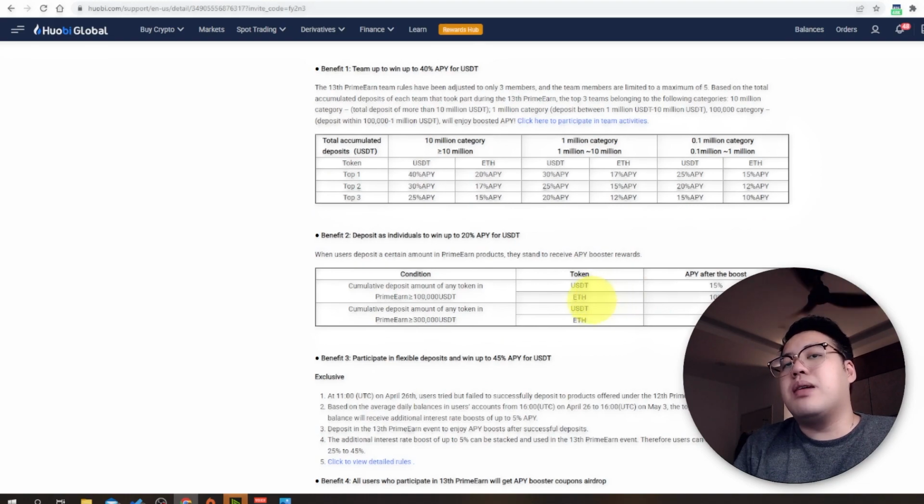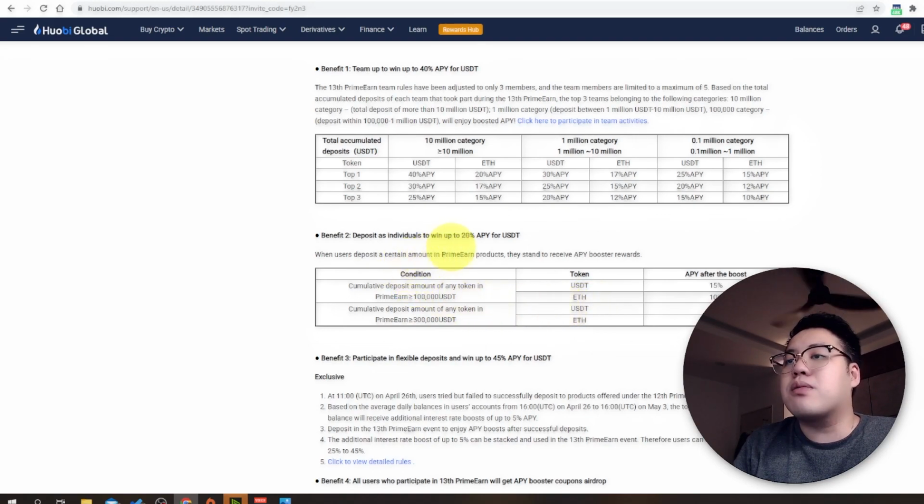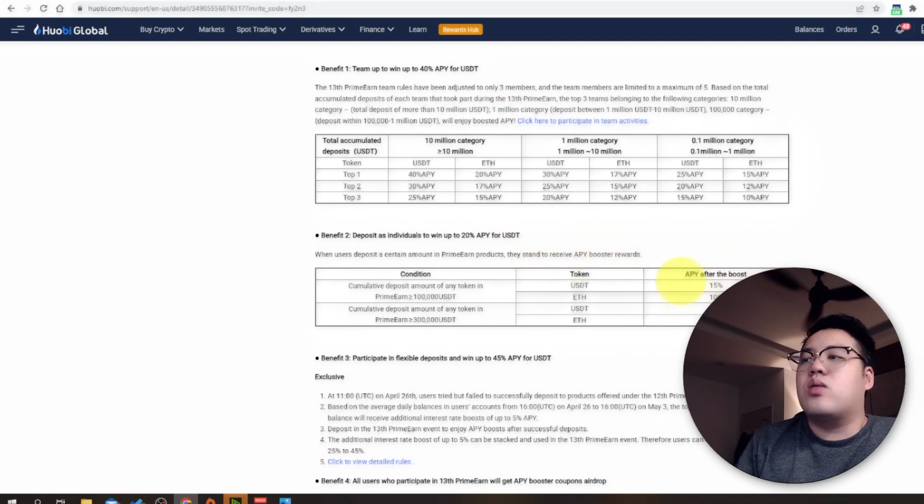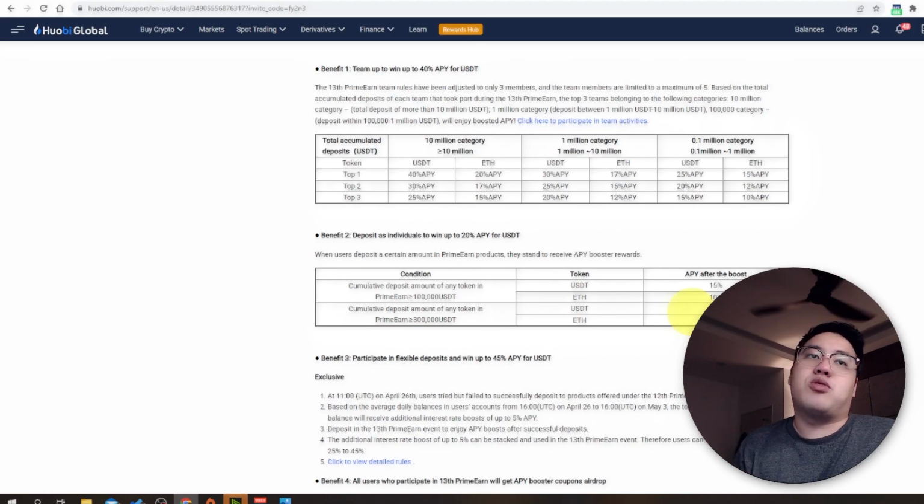So if you don't have all these team members, like you only have yourself and you have a lot of money inside your Huobi wallet and you're not doing anything, you can actually deposit as an individual to earn up to 20%, which I actually talked about, which is 10 plus 5 plus 10, about 25%. And when a user deposits a certain amount of Prime Earn product, they can stand a chance to receive an APY booster reward that would get you 15%. So if you stake more than 100,000, then you will get 15%. If you stake more than 300,000, you get 20%, which is very, very high. So with this, you can get up to 25% that I mentioned earlier with the poster previously.